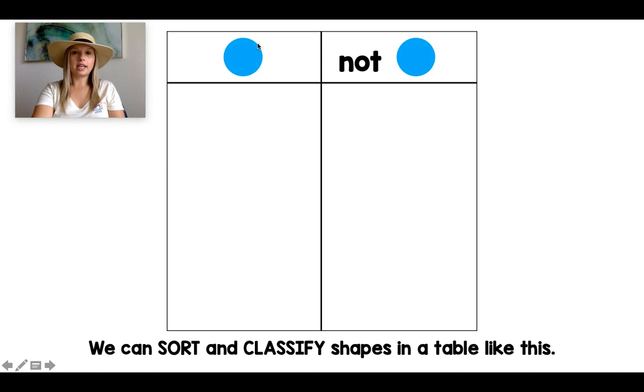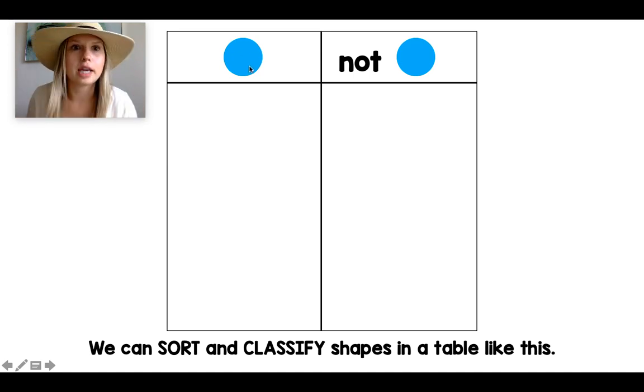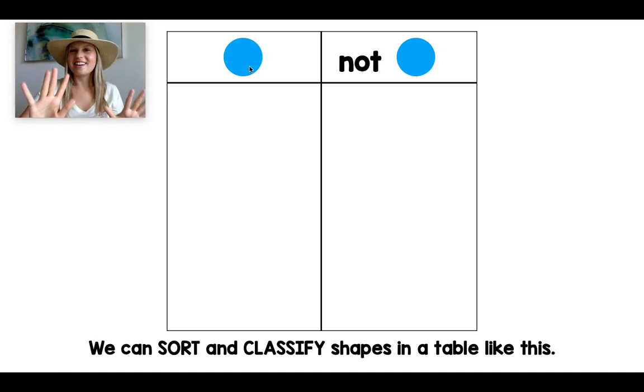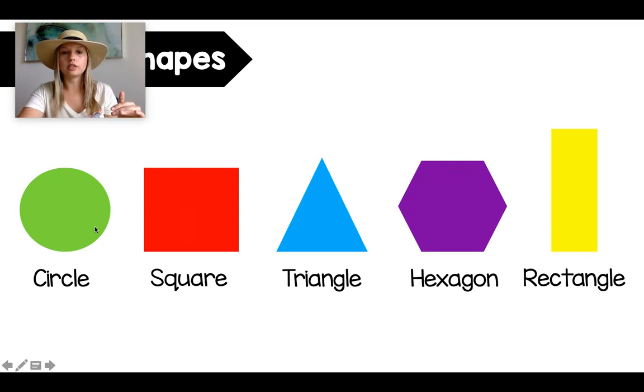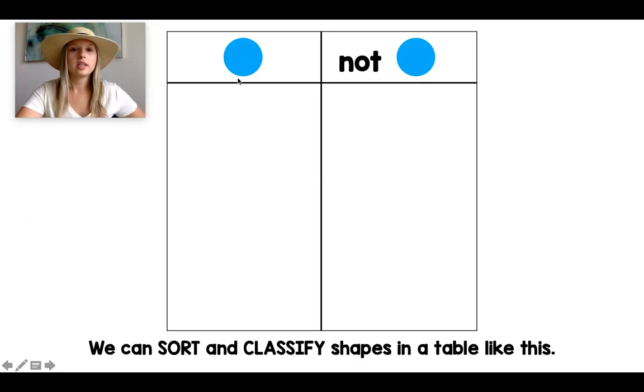On this side of the table, we have circles. We're not looking at color today. I know you're looking at it and you're thinking, blue. No, we did that yesterday. Today we're sorting by shape. So what do they look like? Are they a circle, a square, a triangle, a hexagon, or a rectangle? So on this one, you have a circle, and on this side, you have not a circle. So shapes on this side are all going to be circles, and shapes on this side are not going to be circles. We can sort and classify shapes in a table like this.